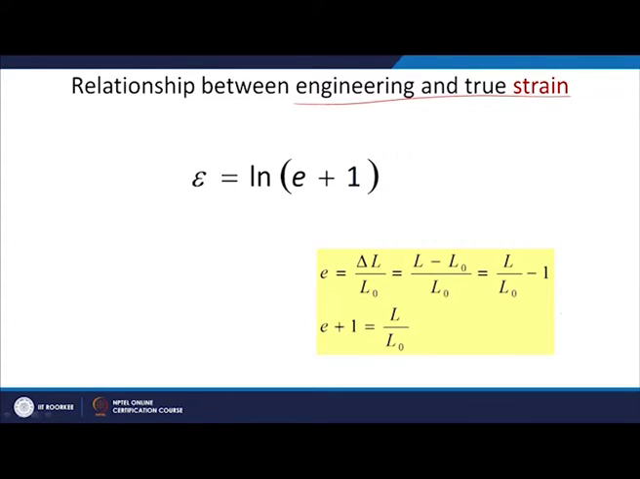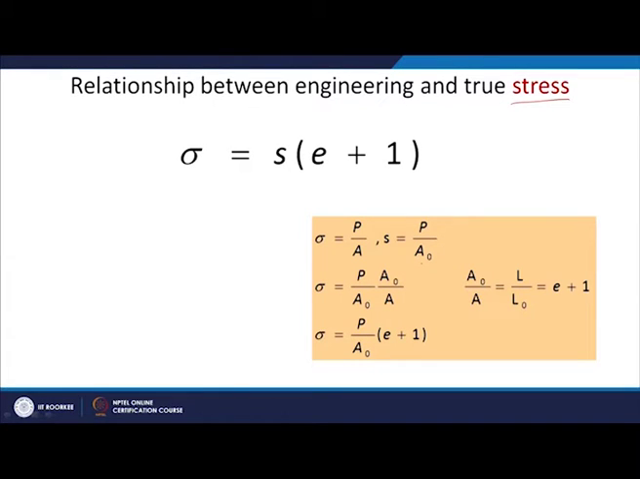And now we know that epsilon, the true strain, is ln of final length divided by the initial length, okay. So I can replace it here. So now the true strain is basically the logarithm of E plus 1. So whatever calculation you do in engineering strain, you add 1 to that and take the logarithm of that, which will give you the true strain, okay.